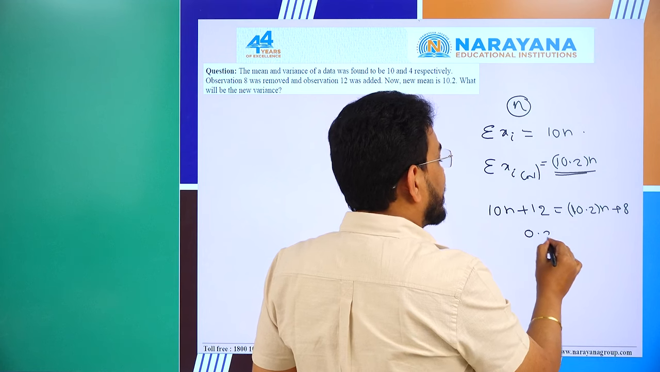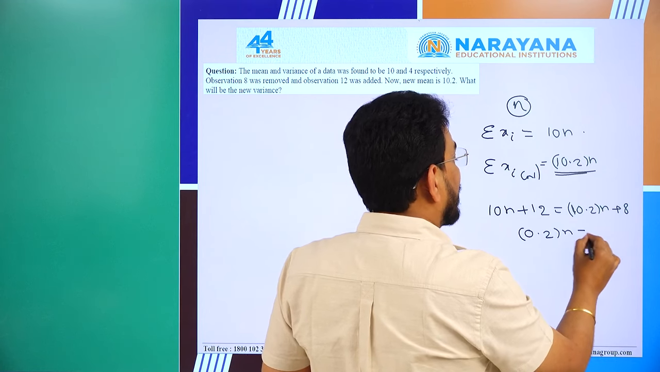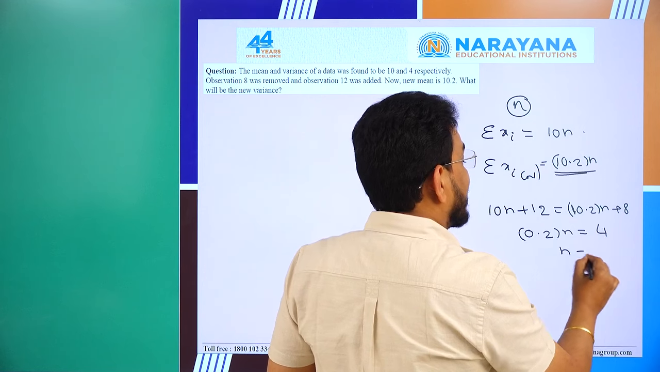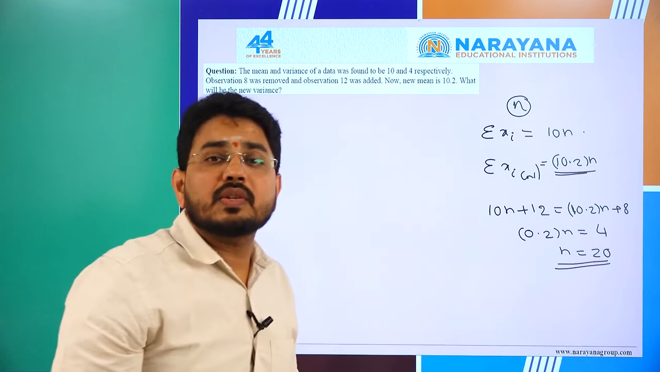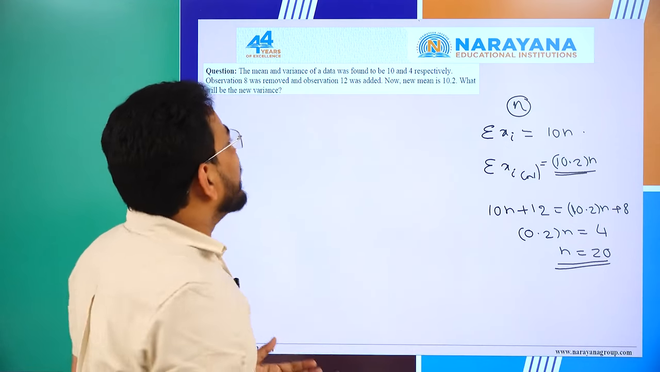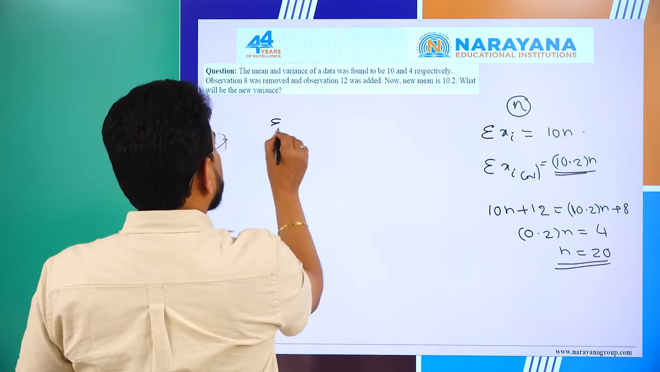So 0.2n is equal to 4. So n is equal to 20. Number of terms is n equals 20. So you go for the variance. What is the variance?